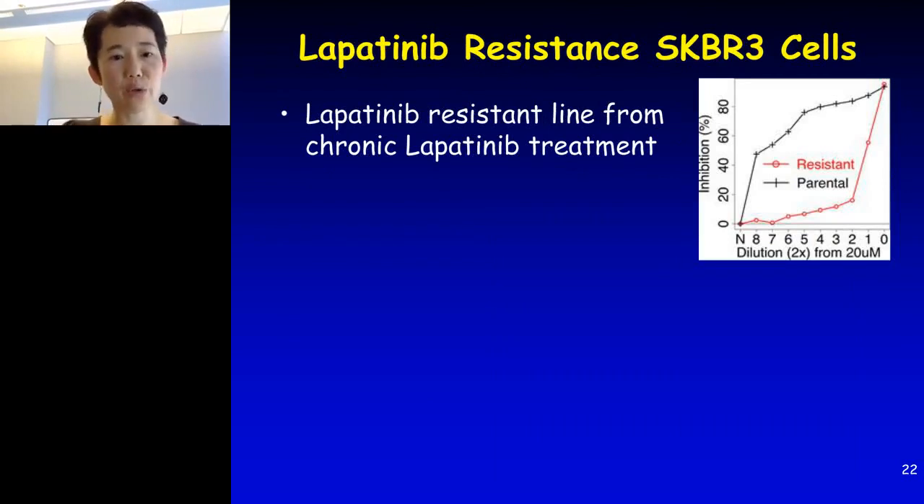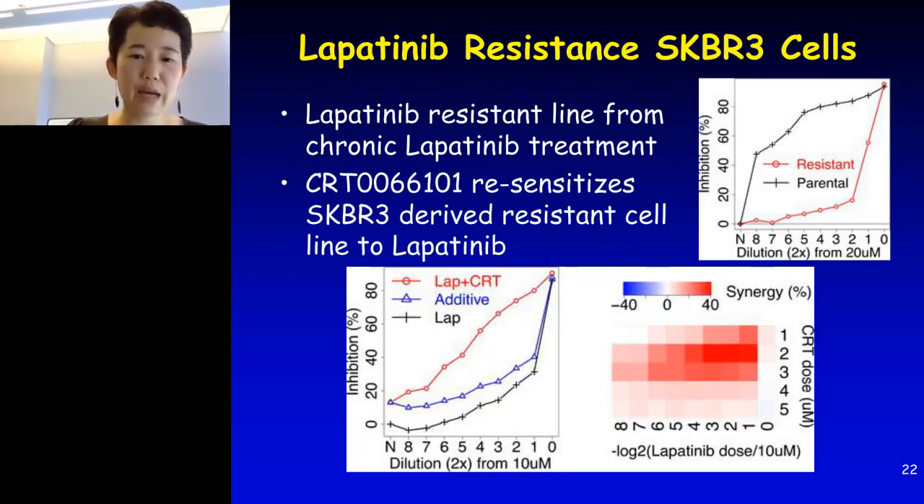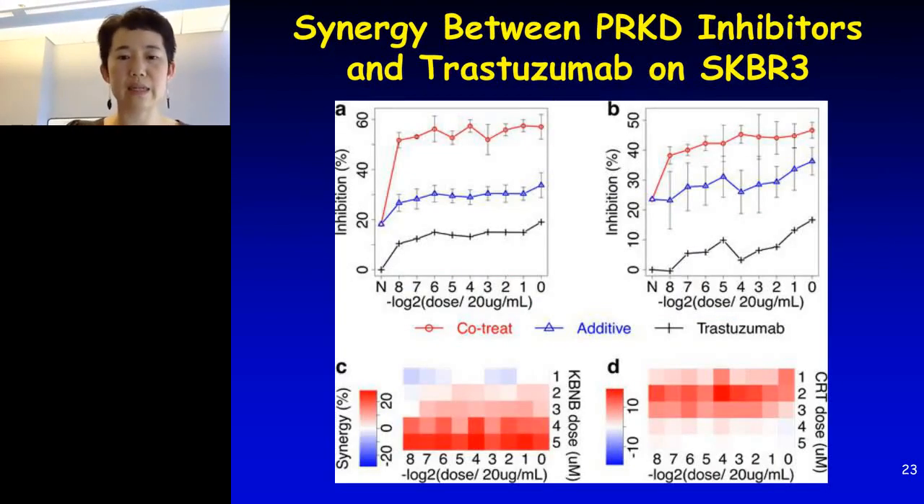We later on also derived a resistant cell line in the lab ourselves. Initially, the SKBR3 cell line is sensitive to the lapatinib drug, but after prolonged drug treatment, the cells become resistant. With this resistant line, initially we do see that it's not sensitive to the drug, but if we treat it together with the PRKD3 inhibitor as well as the lapatinib, you can see the cells become much more sensitive to the drug combination, also showing a good synergy.